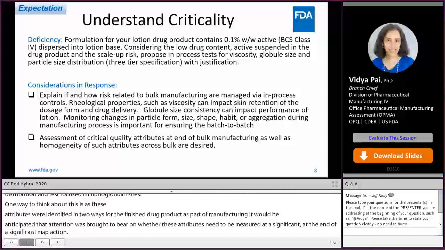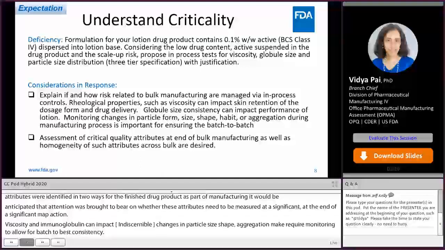So you may want to elaborate on how these risks were managed as part of your response, and moreover, not just at one point in the bulk solution. You may also want to keep in mind that there may be a need to demonstrate homogeneity of such attributes across the bulk.